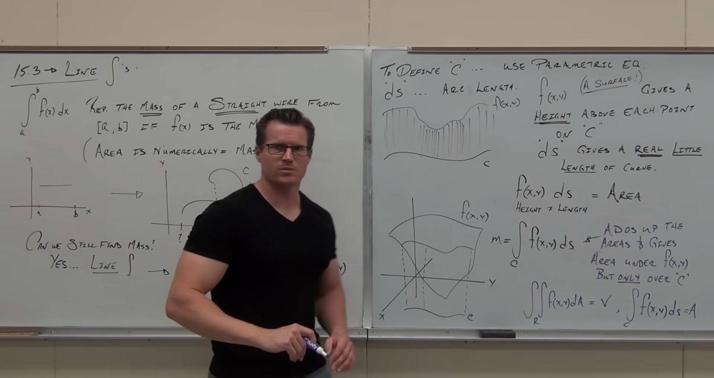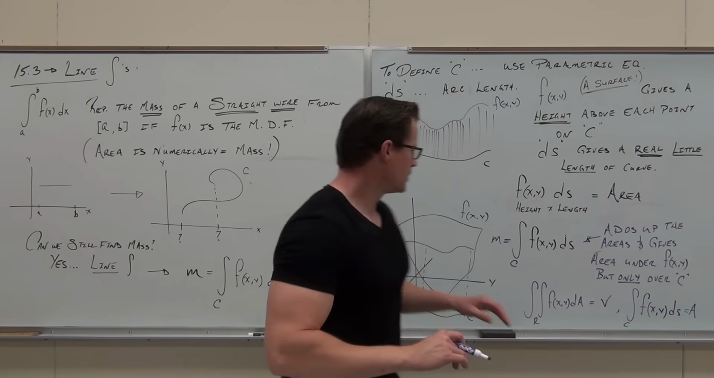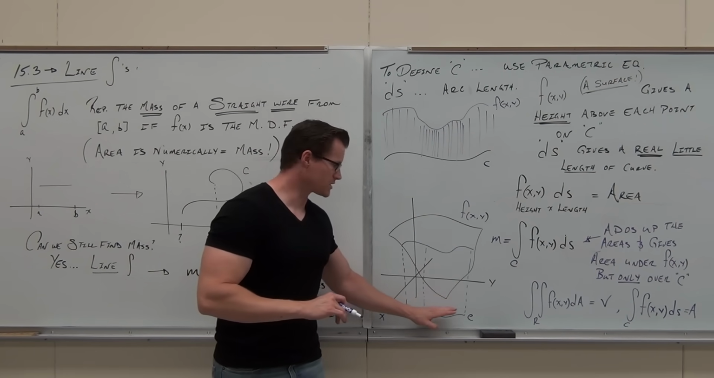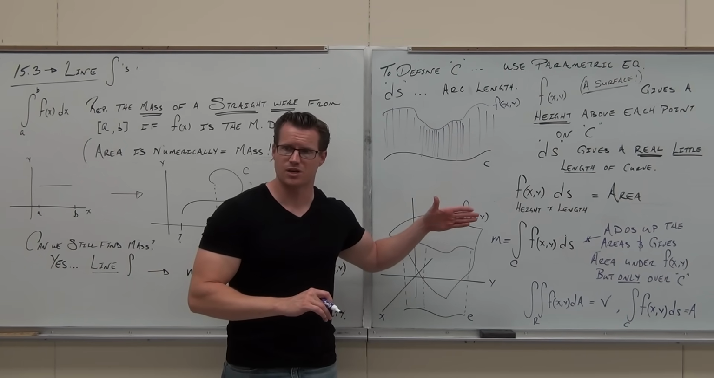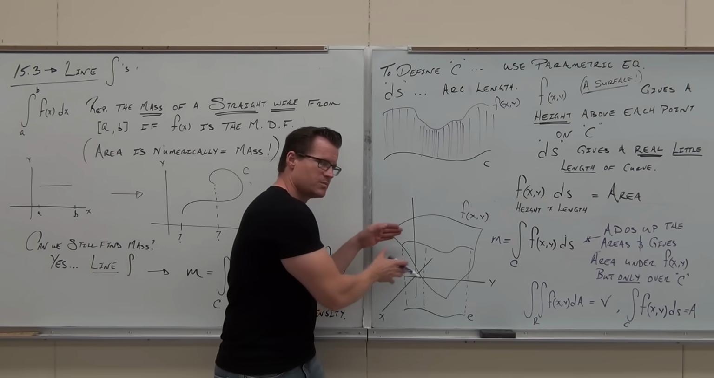Can you guys see the projection I'm trying to draw for you? Yes or no? I need to know. Are you sure? This is not your C. This is a projected image of your C, your curve, onto the surface. Then what we're doing is we're finding the area. They should match each other.